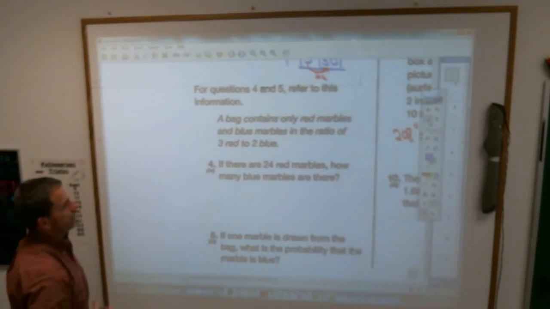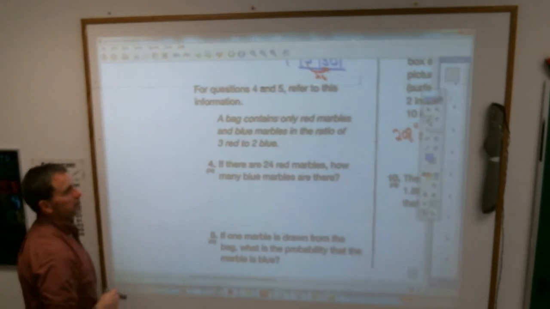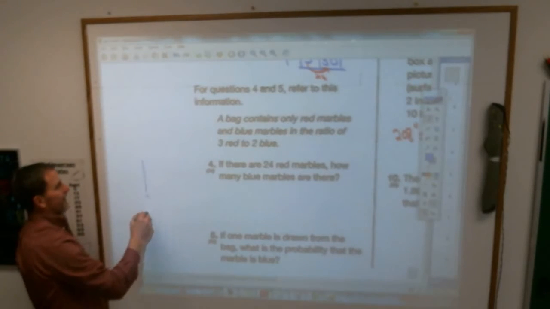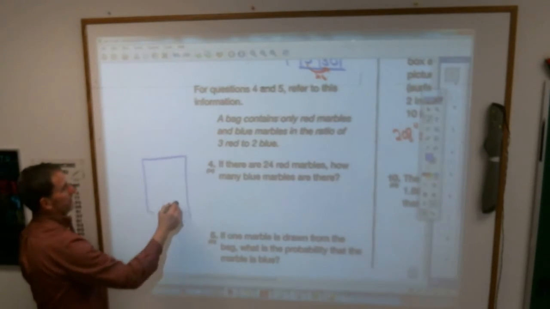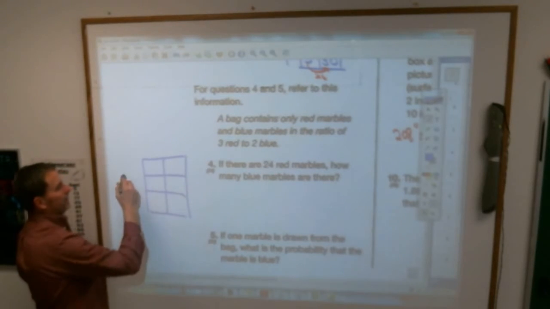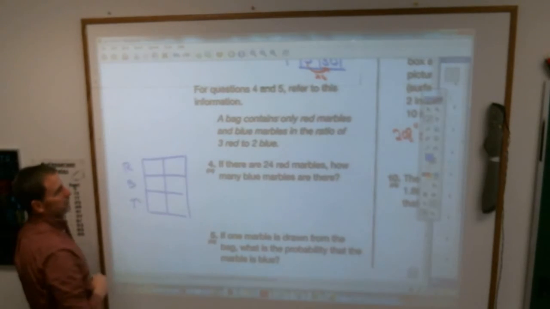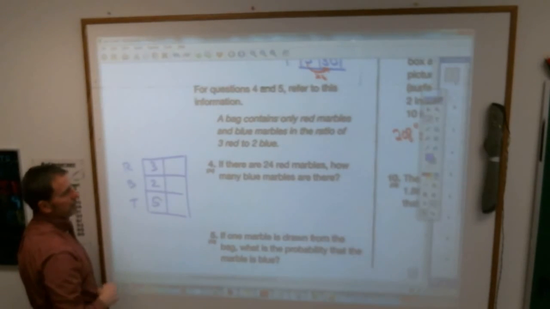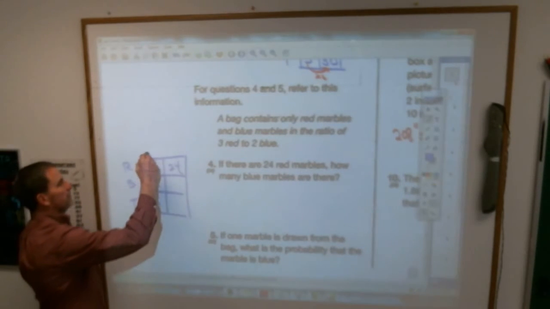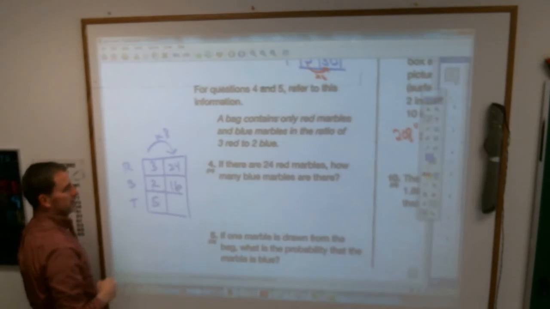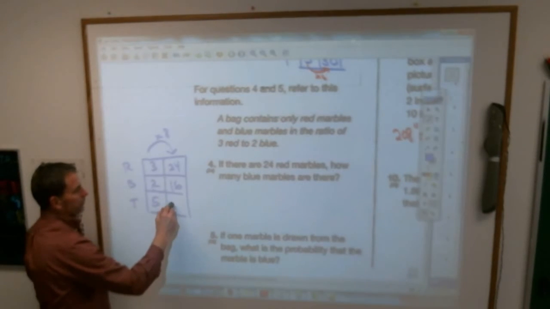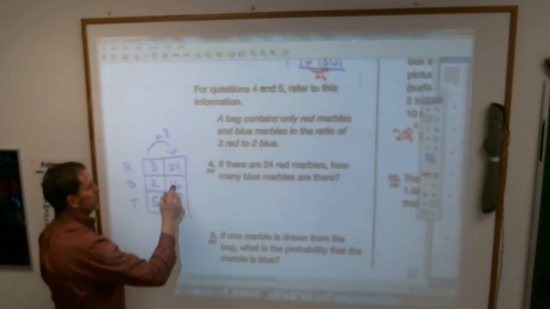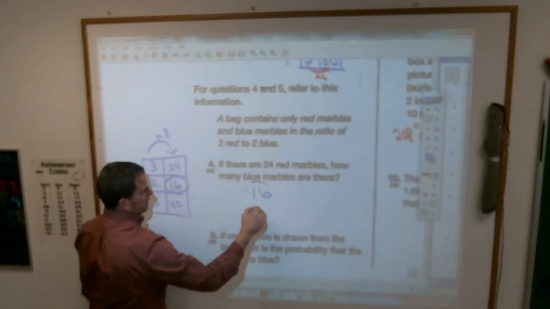A bag contains only red marbles and blue marbles in the ratio of 3 to 2. Okay? I would start off because it tells you a ratio thing. I would write that red to blue to total ratio box down. 3 red, 2 blue, every 5 marbles has to have that ratio. If there are 24 red marbles, how many blue marbles are there? Well, 3 times 8 is 24, so 2 times 8 is 16, and that gives you a total of 40 marbles. How many blues would there be? There'd have to be 16, that's where this comes from.